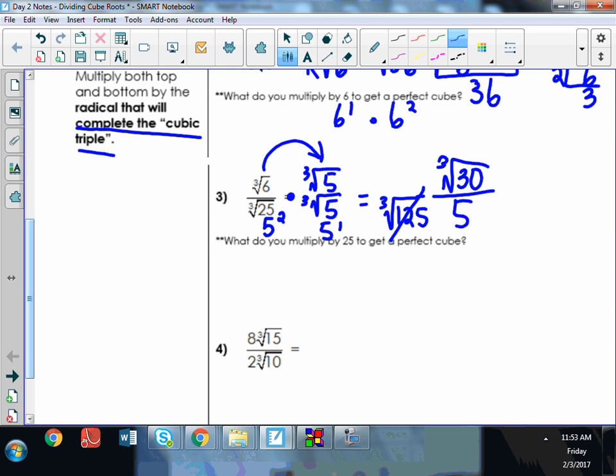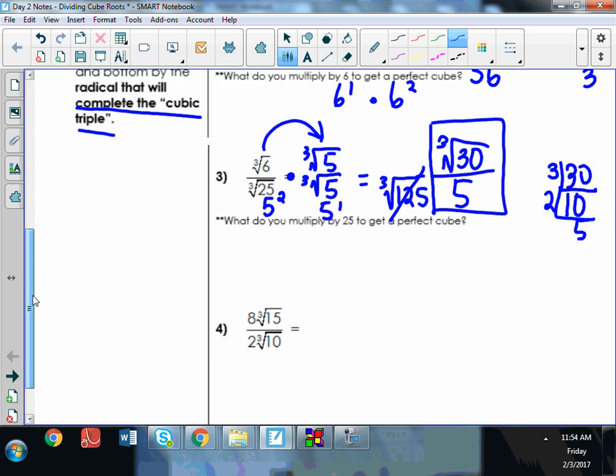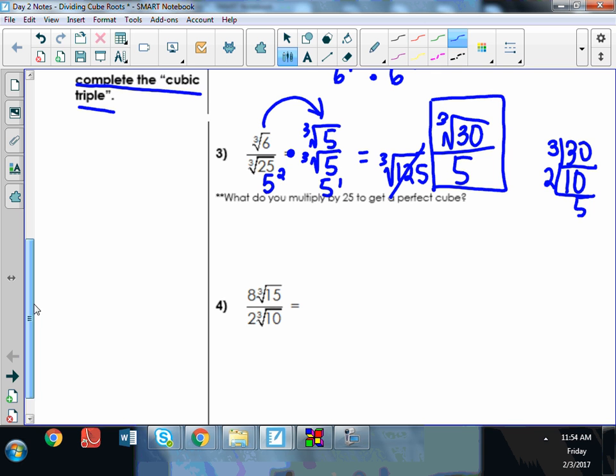And so then I should look. If I simplify 30, well, it's not divisible by 8, so that's not hiding in there. Let's see, I'll pick a 3. 30 divided by 3 is 10. 10 divided by 2 is 5. I don't have any group of 3 that I can take out. So always just kind of double check. Make sure you don't have anything you could simplify. So I don't have any radicals in the bottom. It's good to go. What do we multiply by 25 to get a perfect cube? It would be that 5.